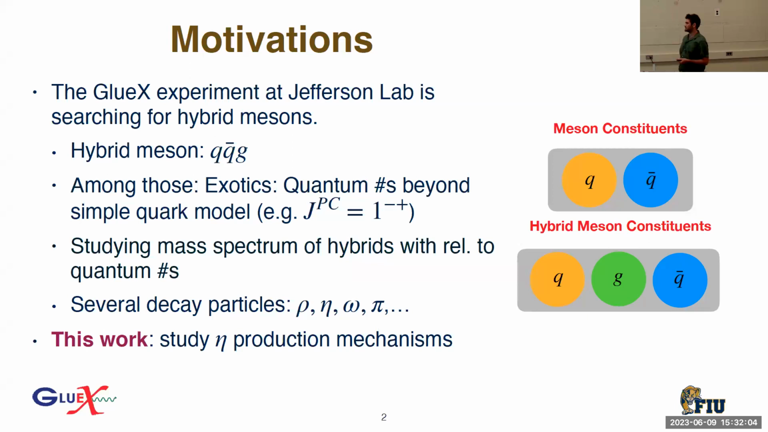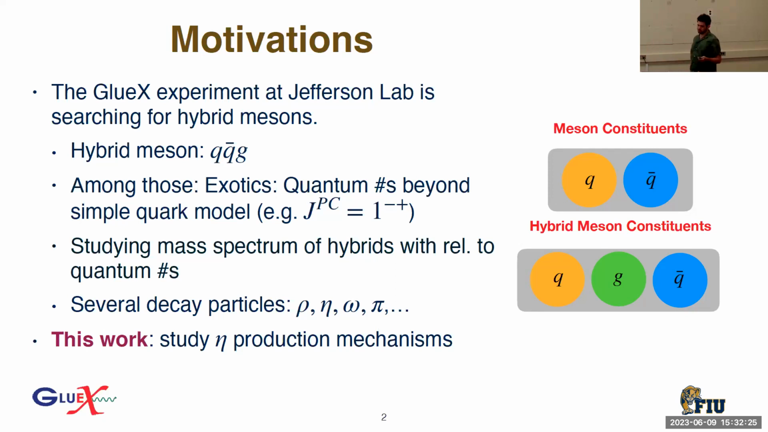So really, the actual experiment wants to understand hybrid mesons, actually doing an exotic hybrid meson search, where exotic hybrid mesons not only would have a QQ bar and however many gluon structure, but would also break the naive quark model with the JPC example given there. And the collaboration seeks to study the mass spectrum of hybrids with respect to the quantum numbers.